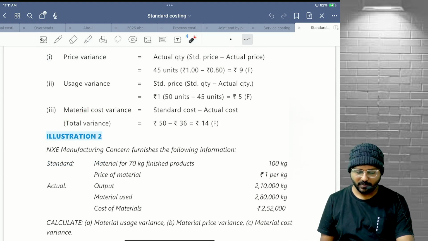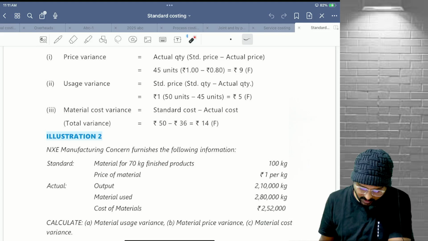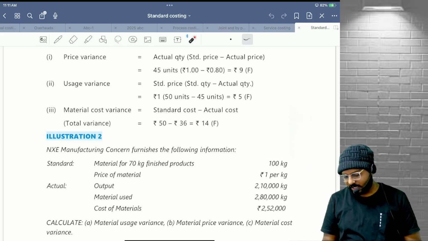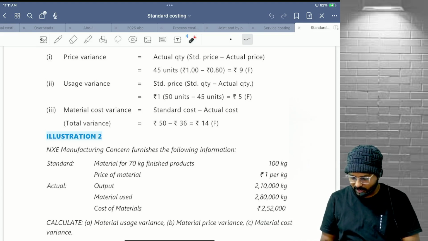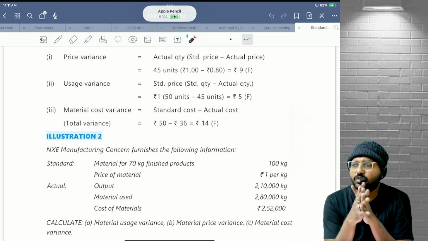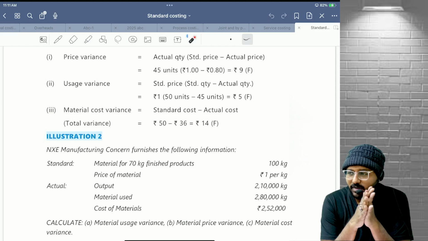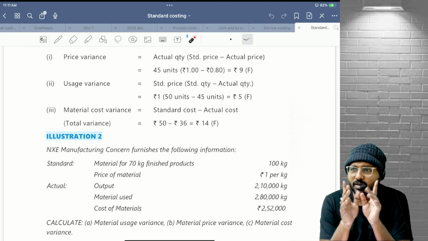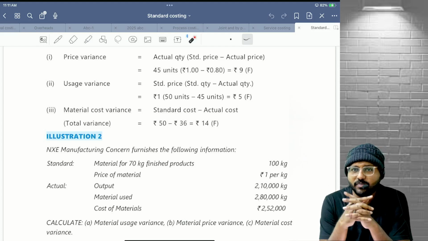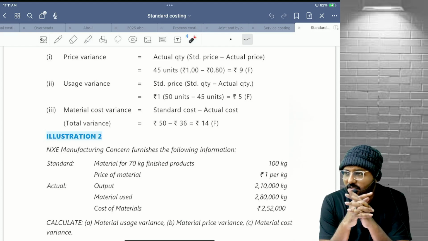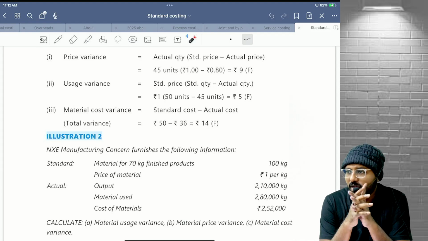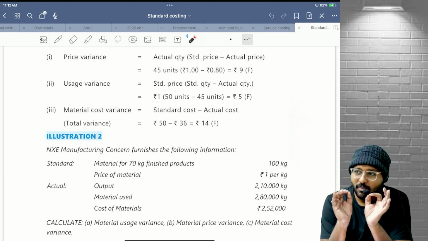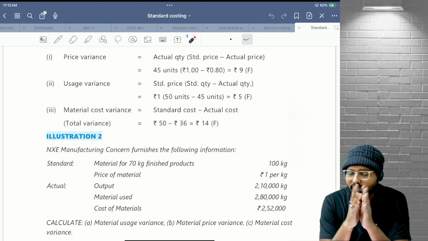Slowly we'll do. Before we get to this illustration, let me know whether you have learned the formula or not. Material cost variance, first tell me the classification. Material cost variance will be divided into price variance and usage variance. Usage will be divided into mix variance and yield variance. Mix and yield will come only when there are multiple raw materials. Now, how many formulas do we have? 4 formulas.